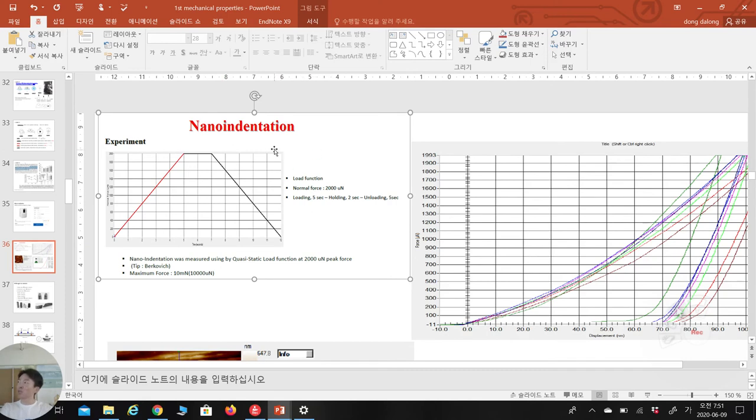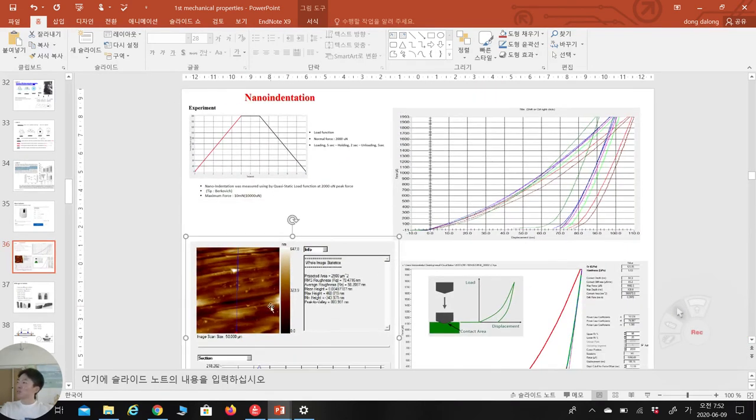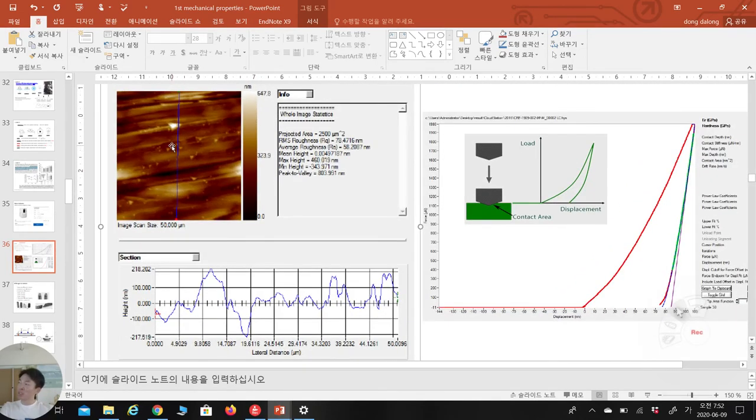So this is how they apply it. They apply a load of 2,000 micronewton: loading 5 seconds, holding 2 seconds, unloading 5 seconds. You can imagine the diamond tip: once it approaches the surface, 5 seconds, they push, then hold 2 seconds, and unload 5 seconds. Then when you measure, you can get this kind of image. In the center area, you can make the punch using the nano indenter, but this is before the indentation. In the machine, you can measure the roughness value, the area, mean height, max height, minimal height, peak to valley. Peak to valley means how much up and down.